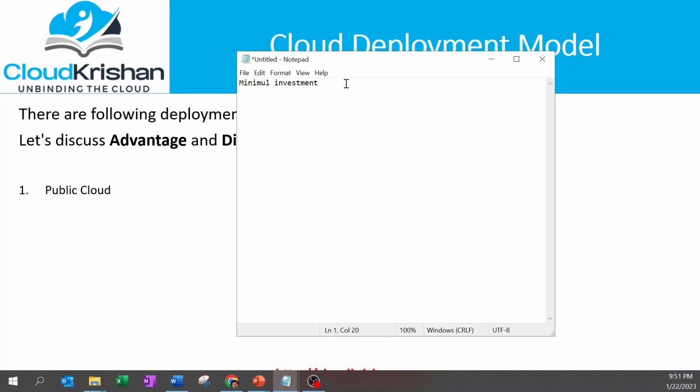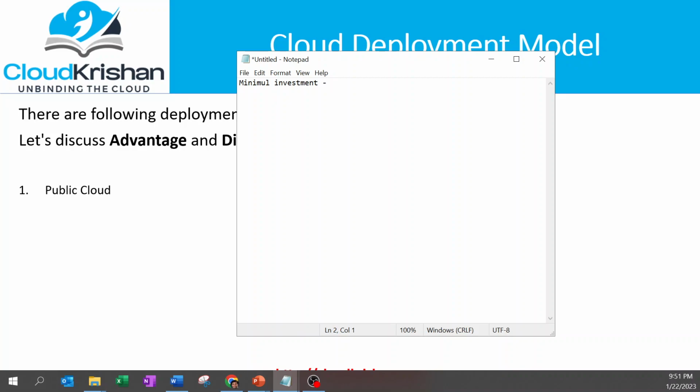Why do you need minimum investment? Because this is pay as you go. There is a model in public cloud deployment, either you go for AWS or Microsoft Cloud, any cloud, called pay per use. So totally depending on how much you use, you will be charged for it. There's no fixed cost. It completely depends on the amount you use.